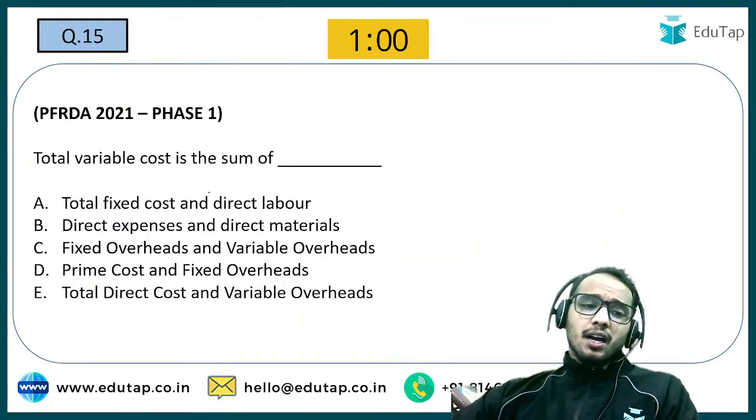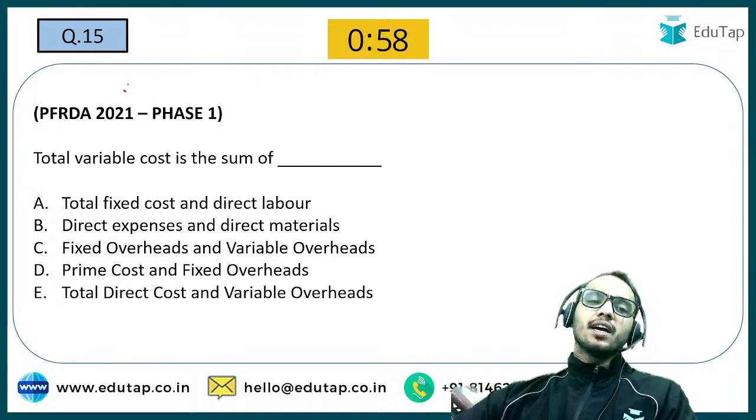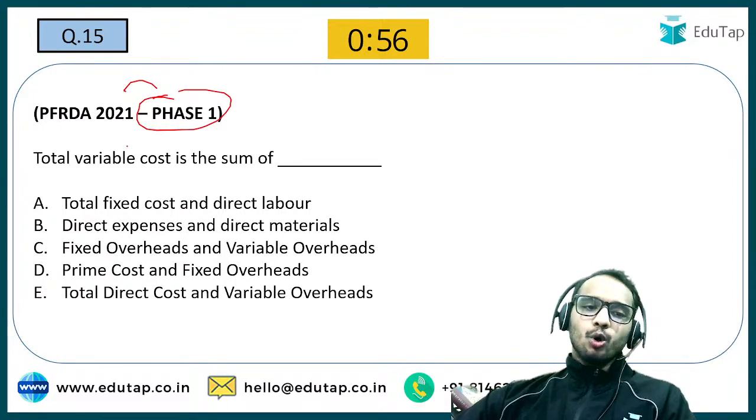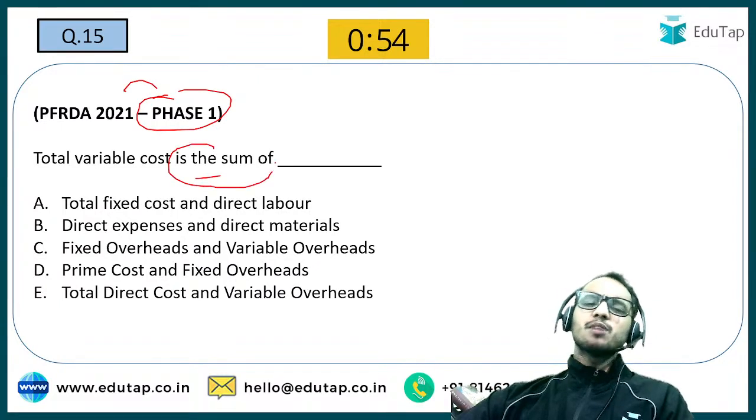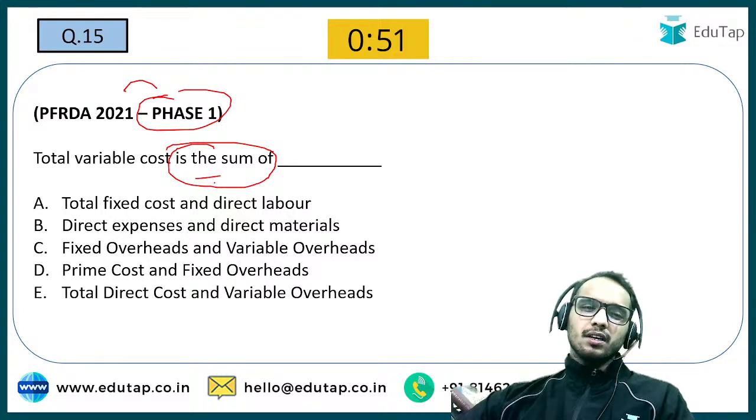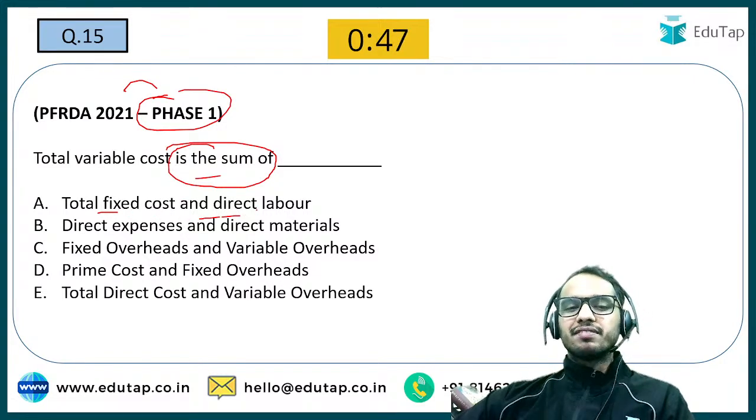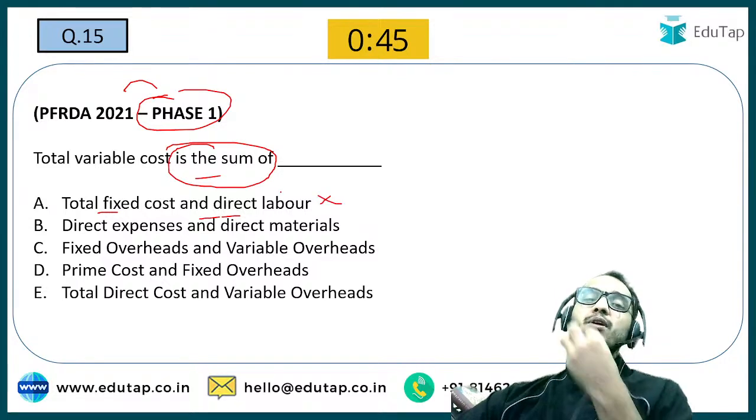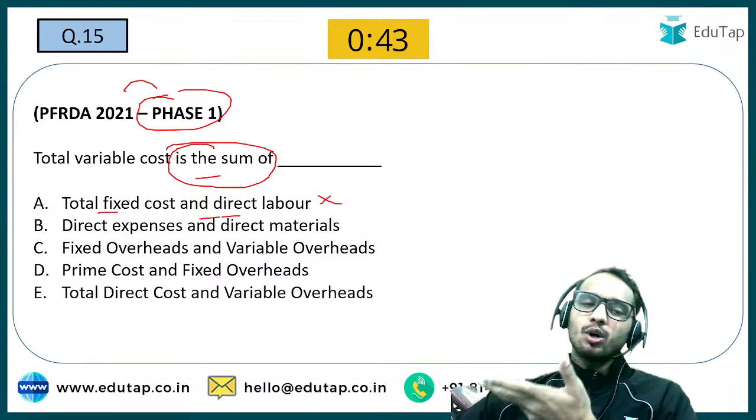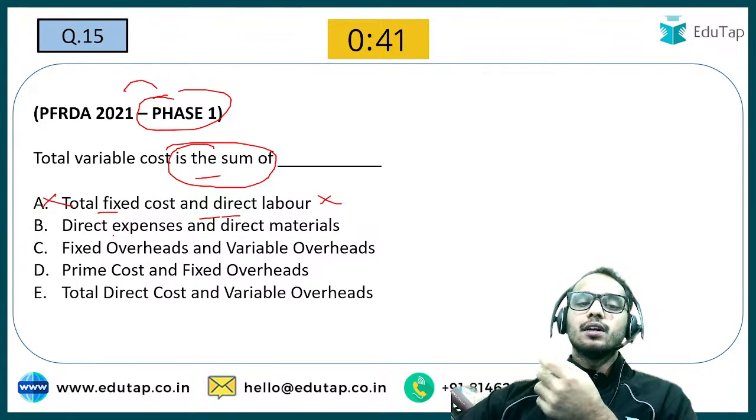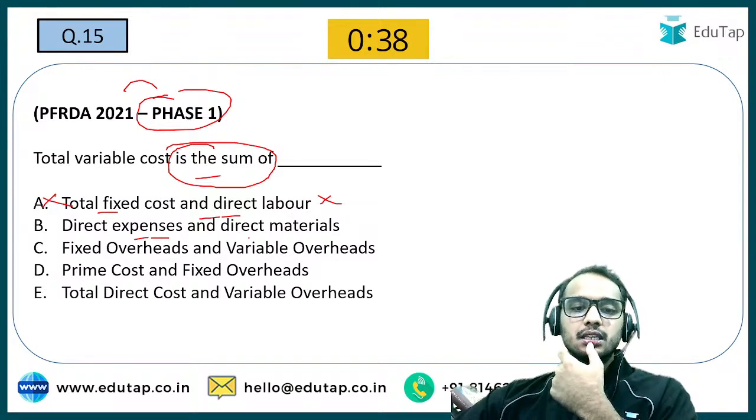Now, question number 15, again PFRDA phase 1. Total variable cost is the sum of what? Total fixed cost, easy. Total direct, no, it will be eliminated. We are talking about total variable cost, so fixed cost will not be there. It will be eliminated. Direct expenses, direct material.